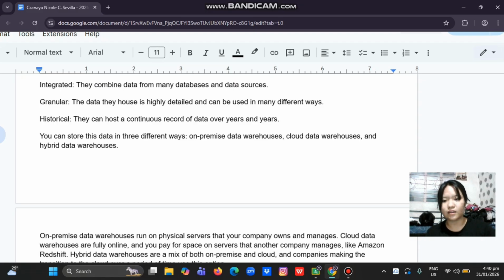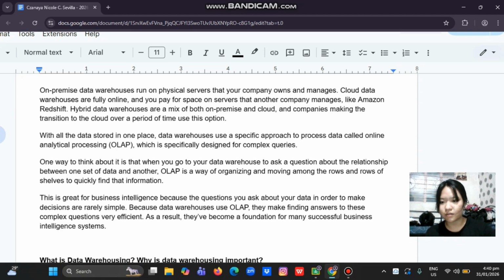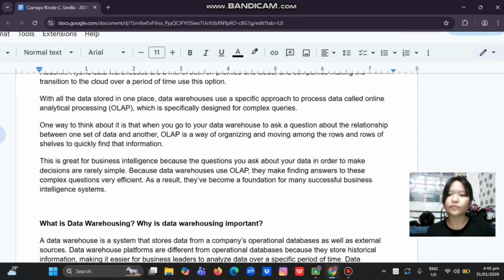You can store this data in three different ways: on premise data warehouses, cloud data warehouses, and hybrid data warehouses. On premise data warehouses run on physical servers that your company owns and manages. Cloud data warehouses are fully online and you pay for space on servers that another company manages, like Amazon Redshift. Hybrid data warehouses are a mix of both on-premise and cloud, and companies making the transition to the cloud over a period of time use this option.